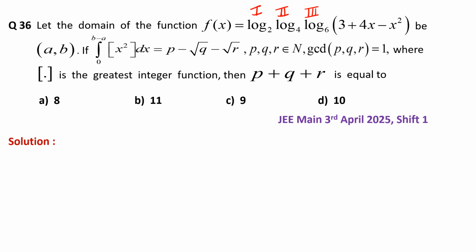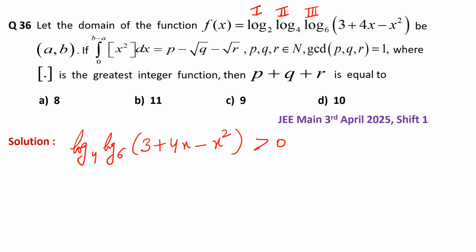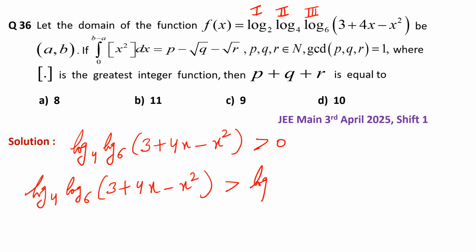Now students, I am putting the input of the first logarithmic function as positive. So that means log of (3 + 4x - x²) greater than 0, and the bases of these logarithms are 4 and 6 respectively. Now this can further be written as log of (3 + 4x - x²). Instead of writing 0 here, I will replace it by log 1 to the base 4, right? Because log 1 to the base 4 is 0.